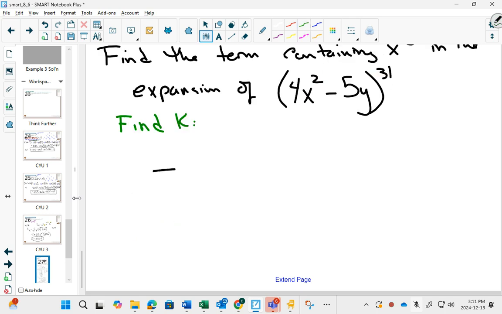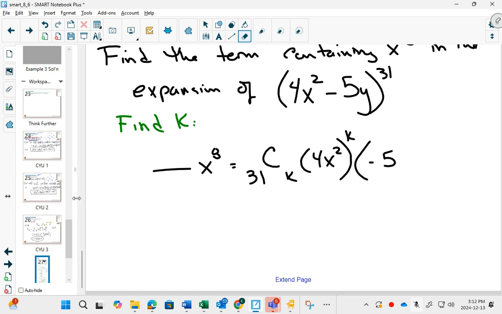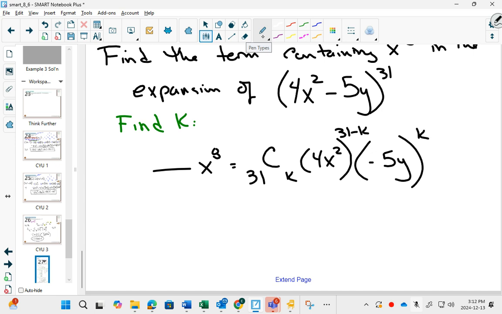We know that it's going to be something x to the 8. 31 choose k, 4x squared to the 31 minus k, and negative 5y to the k. What's k? You should be able to just look at this and do a little bit of mental math and tell me how do I find out k easily?